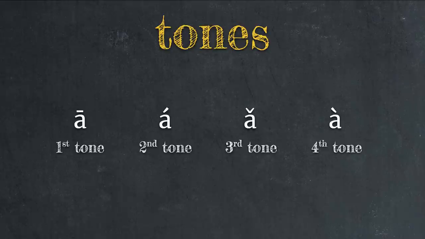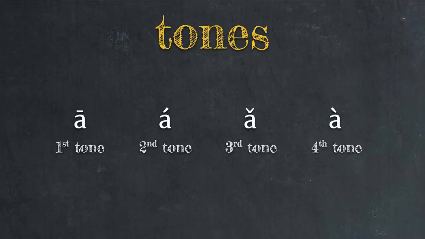So, we take a simple sound using the letter A, which is our final sound of A, which really is the representation of its first tone. There are three more variations of this, and they are ā, á, ǎ, à.